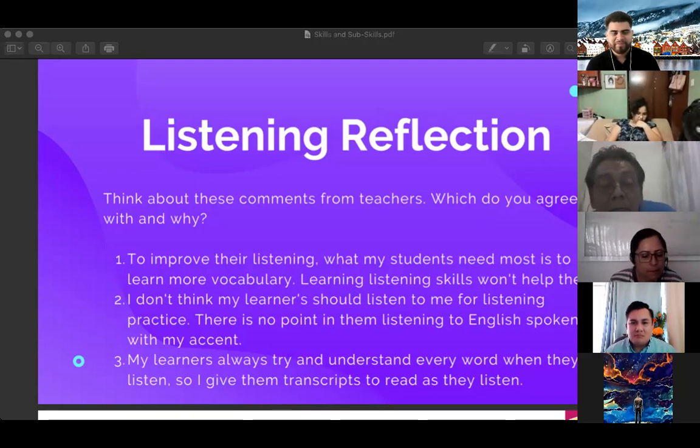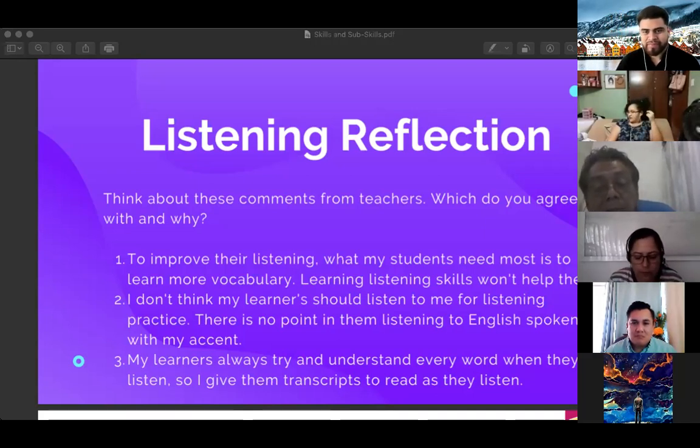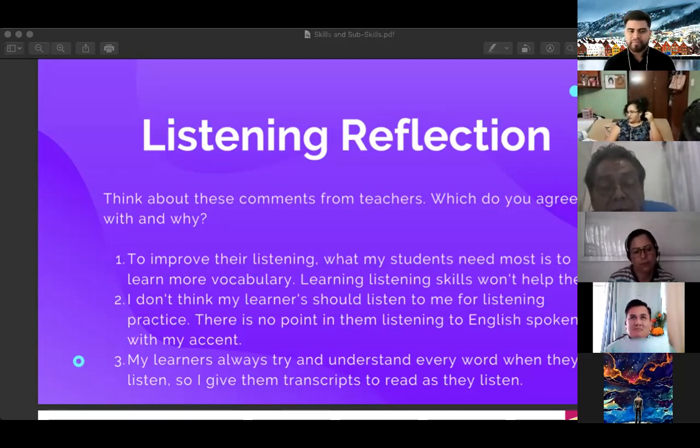Well, to improve the listening, what my students need most is to learn more vocabulary. Learning listening skills won't help them. I think that they listen in order to identify some new words or phrases, verbs maybe. That is the object of listening. Okay. So you think listening will help them with learning more vocabulary? Okay. Yeah. Okay.